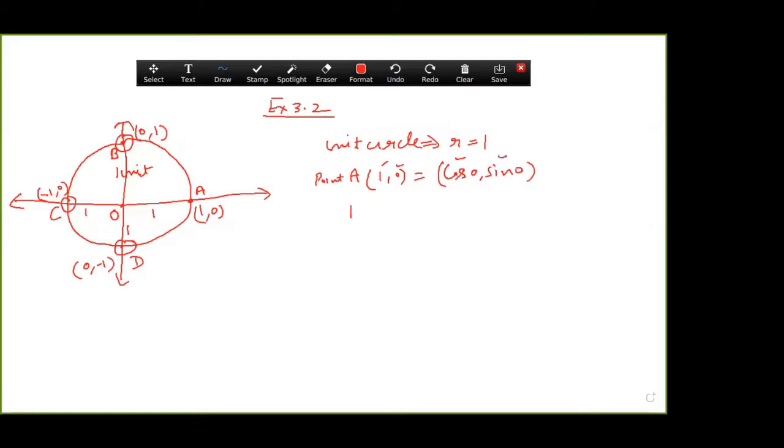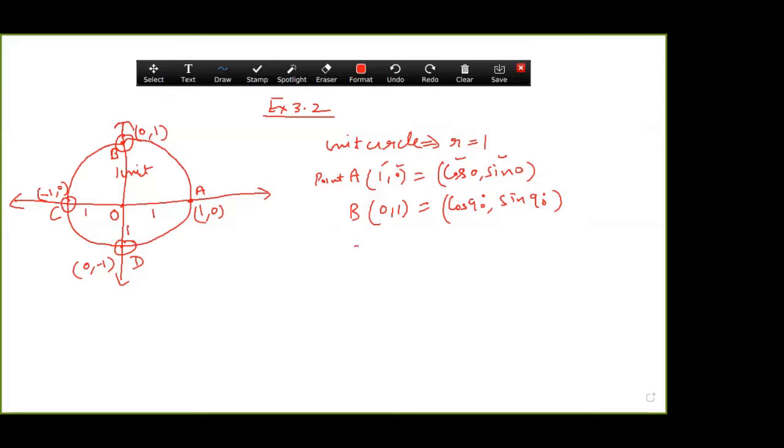Now come to the point B. B has coordinates 0, 1. First coordinate is cos, second is sin. Point A becomes B after rotation of 90 degree. Angle is 90, so cos 90 degree and sin 90 degree. As you know, cos 90 is 0 and sin 90 is 1.